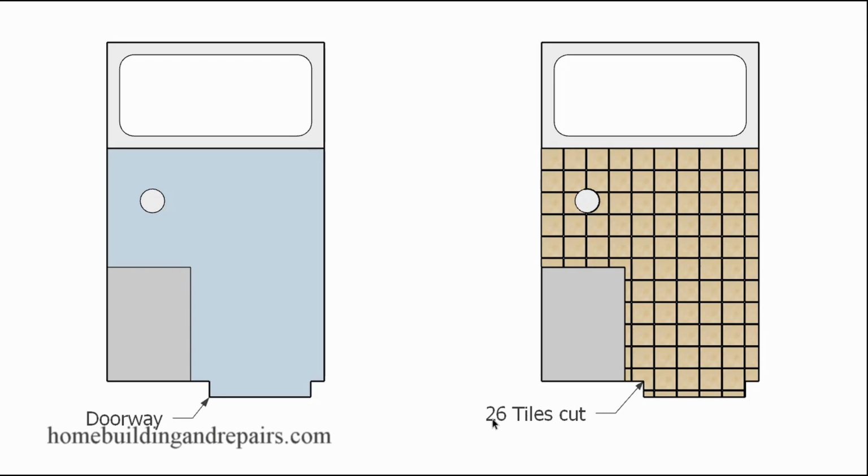So this one here has 26 tile cuts, and I just counted each piece of tile that needed to be cut. That would be all of these here, all of this to here. And of course I didn't count the tiles that needed to be notched around the drain pipe here. So here's our first example.